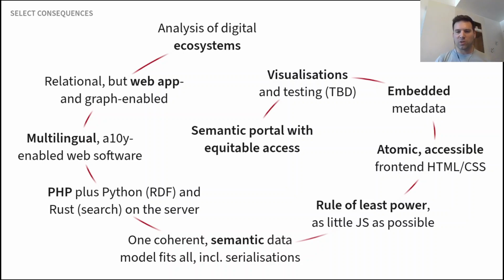Then one decision that also came out of this was we're going to apply the rule of least power. Some web devs among you may still know this. It's an old idea, but it boils down to using as little JavaScript as possible, even if it's not en vogue, but producing everything in HTML and CSS as much as possible on the server, and have an atomic accessible CSS built around it. Then all pages should contain embedded metadata, so it can be easily harvested.